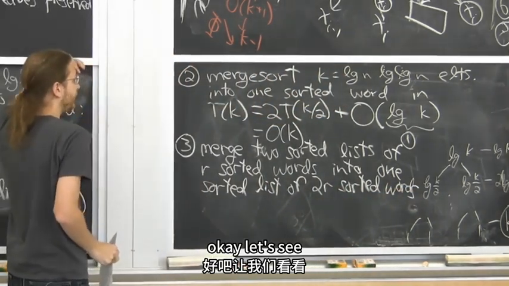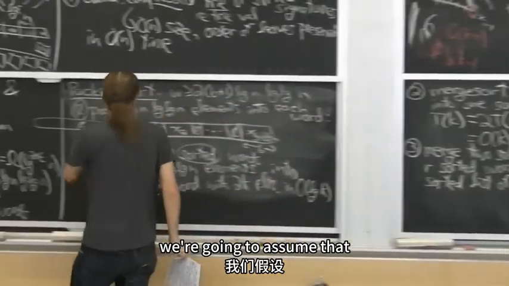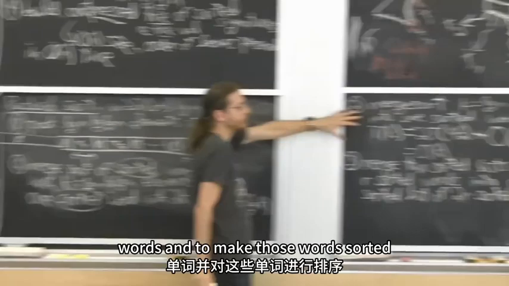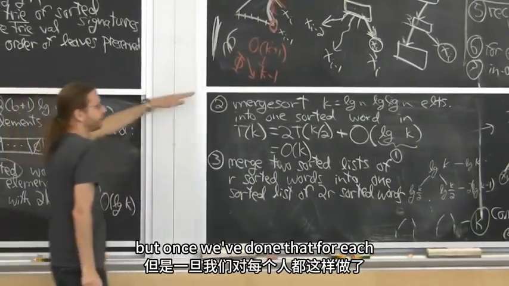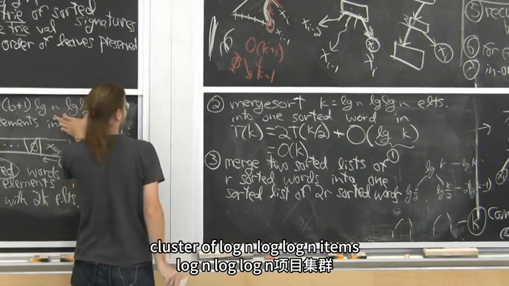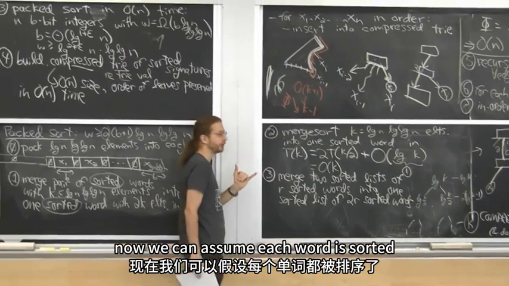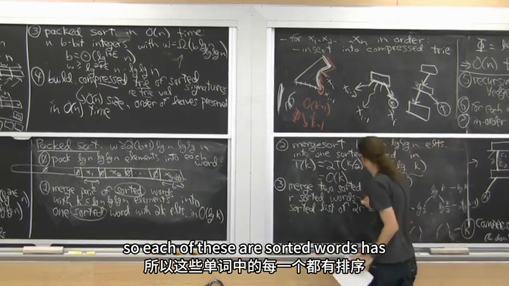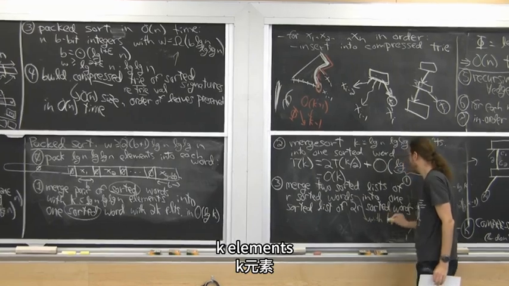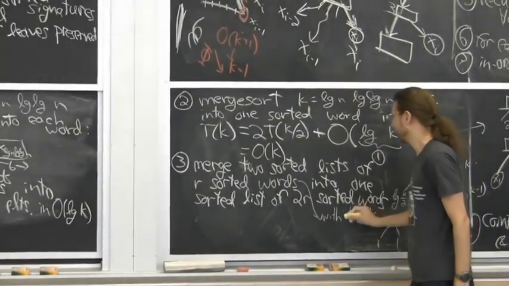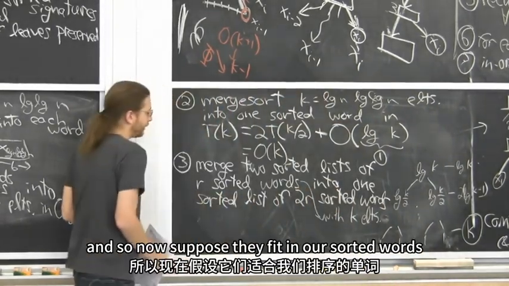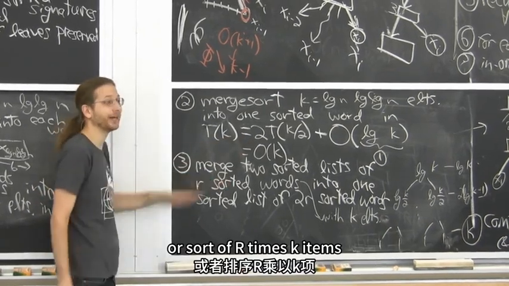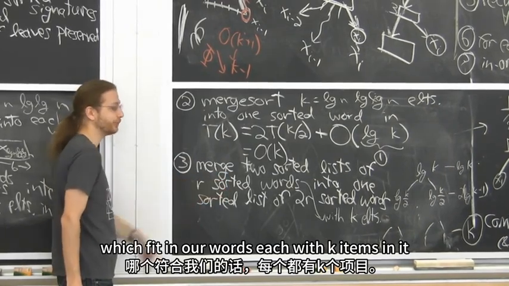Okay, let's see. At this point, we're going to assume that all of our words are completely full. So this merging and stuff was in order to fill up words and to make those words sorted. But once we've done that for each cluster of log n items, now we can assume each word is sorted and completely full. It has exactly k elements in it. So each of these sorted words has k elements. Okay, so now the issue is things don't fit in a word. And so now suppose they fit in r sorted words. So suppose we've already made a sorted list of r times k items, which fit in r words, each with k items in it.